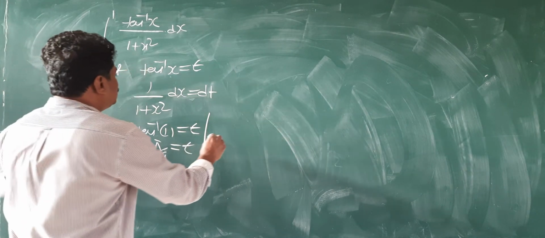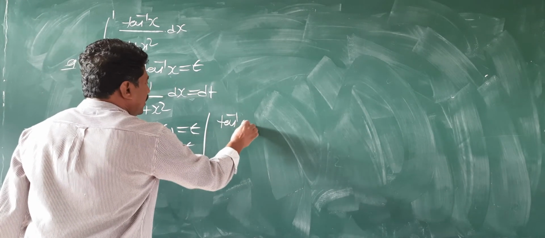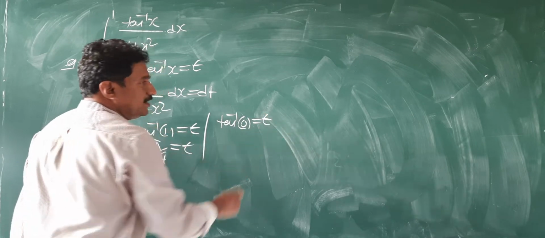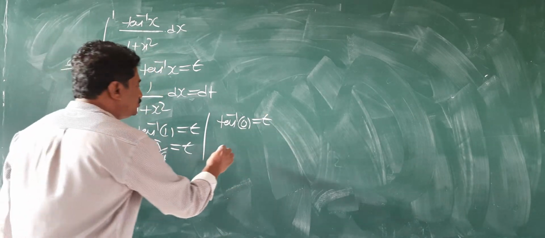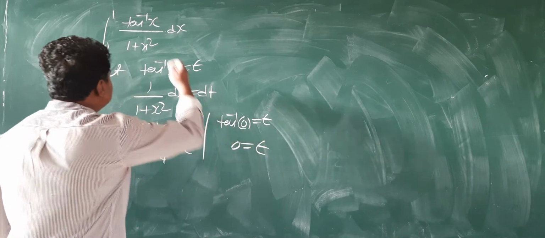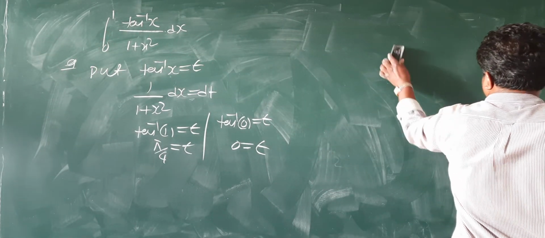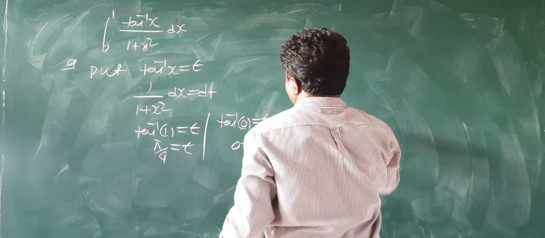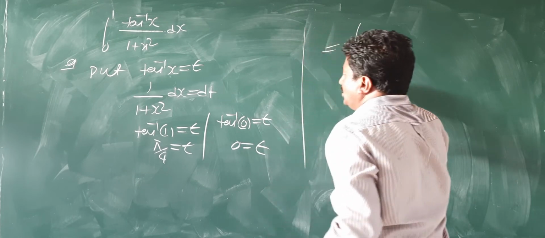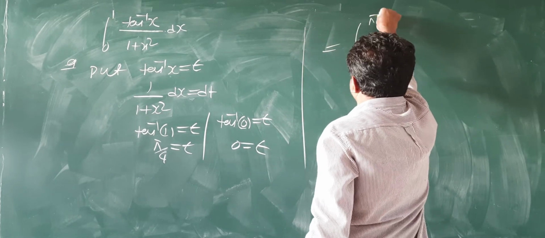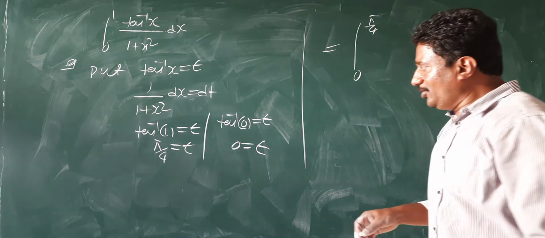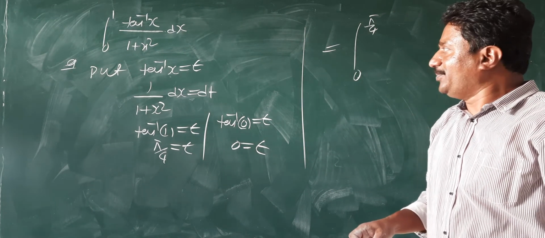Next the lower limit: tan inverse 0 equals t. How much is tan inverse 0? It is 0, so t equals 0. So the limits are 0 to pi by 4.